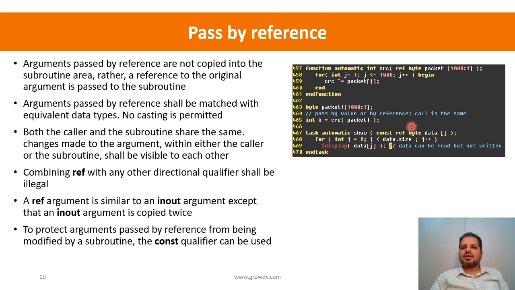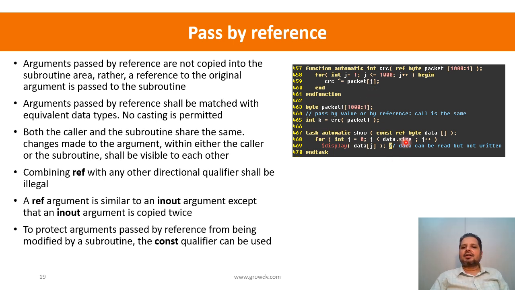Let's say we saw one function in the previous slide where we were passing the byte packet by value. If you just add the ref keyword to it, then the copy would not be passed. The reference, or the pointer, to the same variable will be passed to the function, and hence this function will run much lighter in terms of its memory footprint.